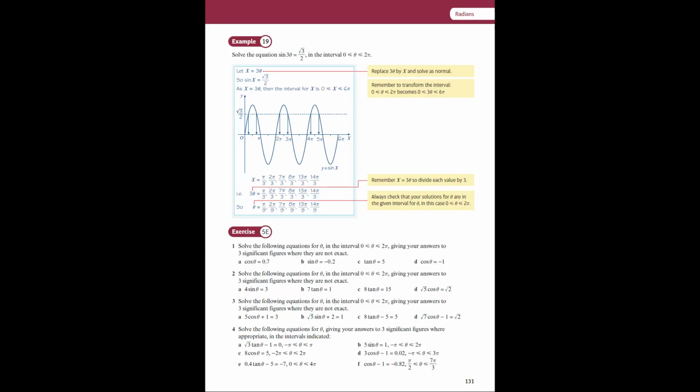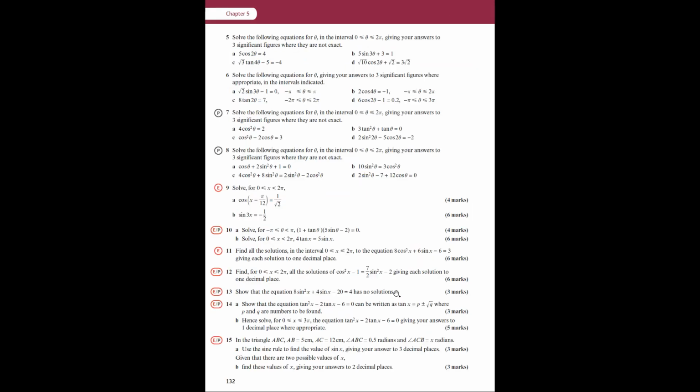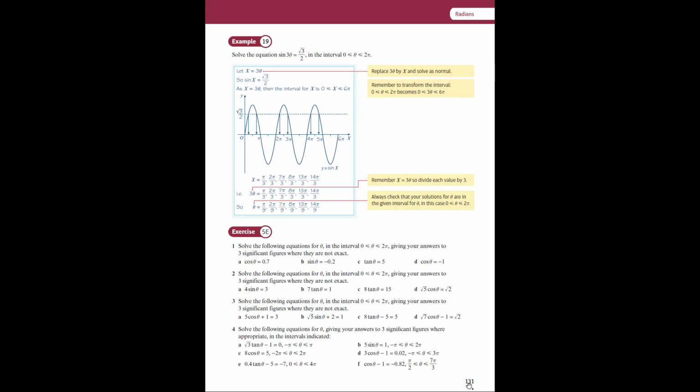Excellent. Okay, so exercise 5E, and good luck. We've got up to 15 questions, so 5E, page 131.